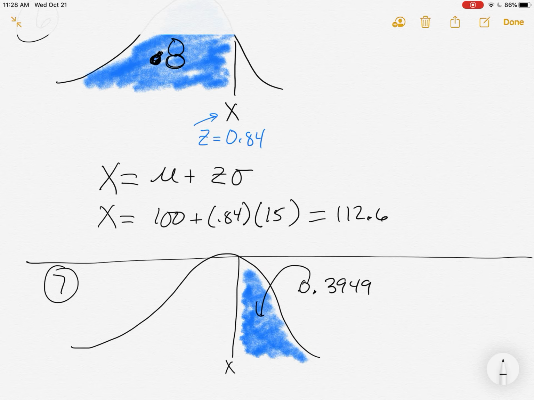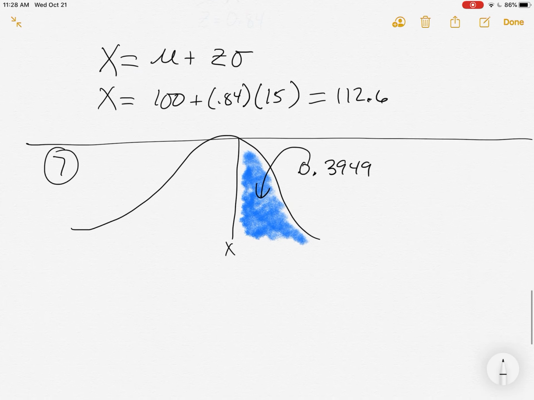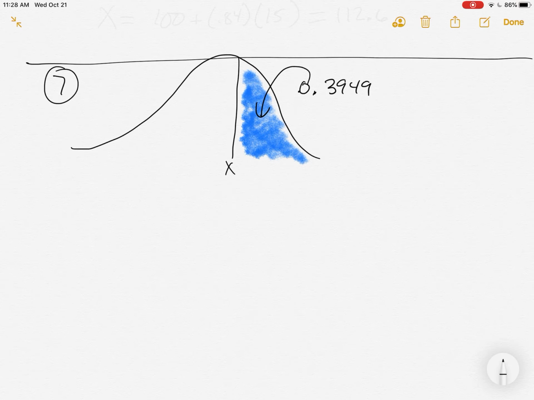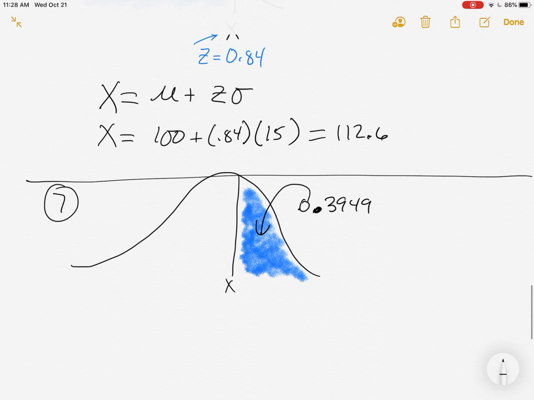0.3949 is this blue shaded area. Awesome. Well, we're going to do the same thing. And again, you did this in the first section. We're just going one step farther.